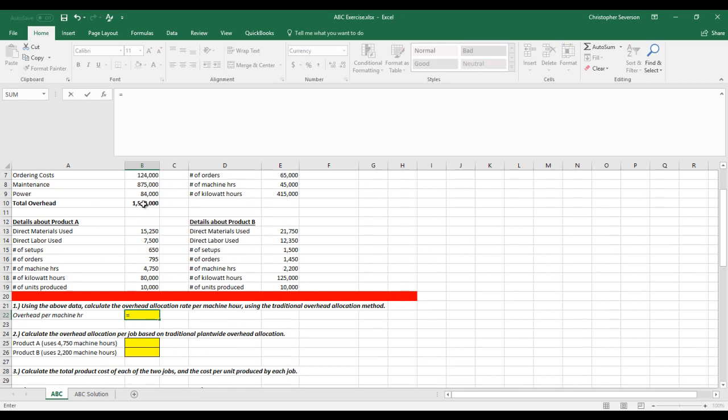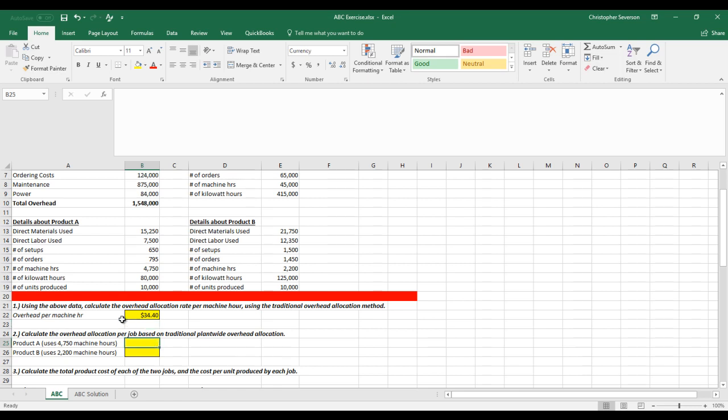So we can actually just go up and click on the 1,548,000 divided by the 45,000 machine hours. That tells us that our rate per machine hour is going to be $34.40. Now that includes all of our overhead, which could be depreciation, utilities, supervisor salaries, anything related to that. That's all overhead.